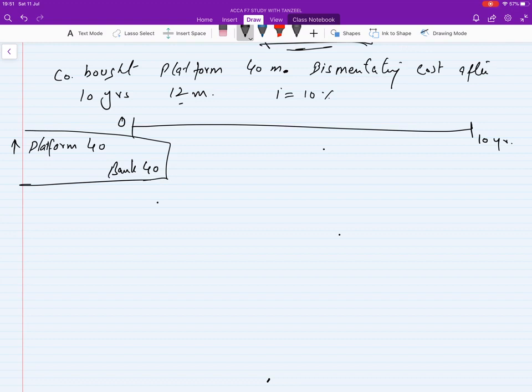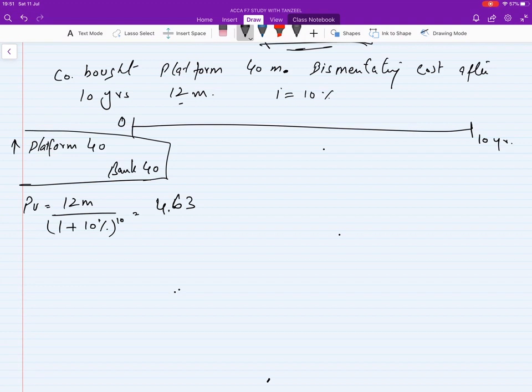And the next day we will calculate the present value, which I told you already. How do you calculate present value? 12 million divided by 1 plus interest, which is 10%, to the power of the number of years, 10 years. So this will give a present value of 4.63.